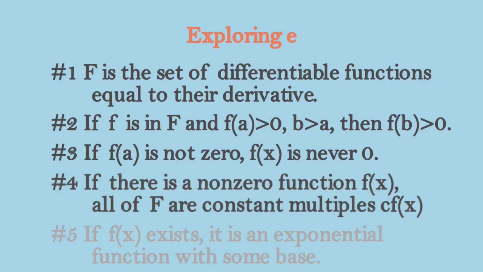Next, we'll show that if there is a function that is non-zero, then all of the other functions equal to their derivative are constant multiples of this function. Now let's figure out how we can use this. Let's say that our function exists that is non-zero. We know that all of these are going to be a constant multiple.